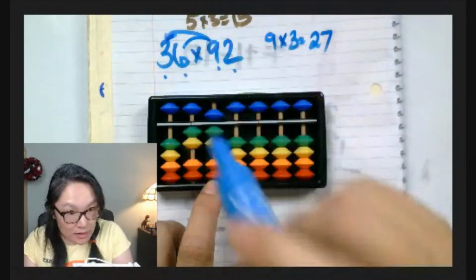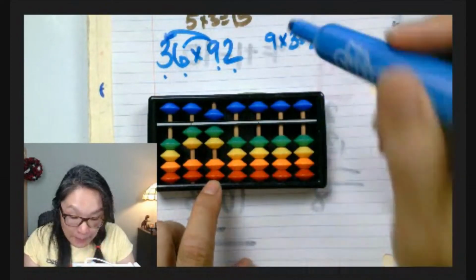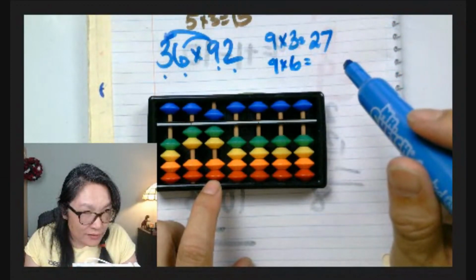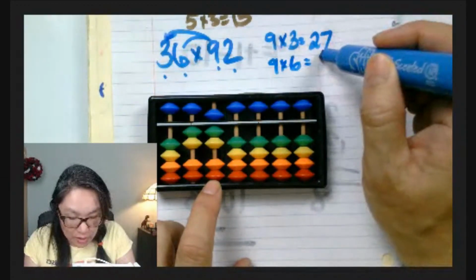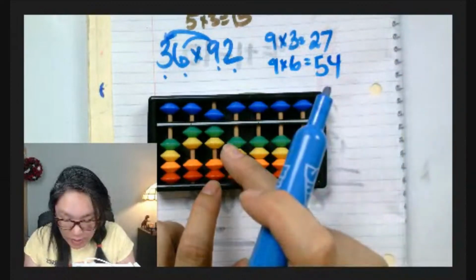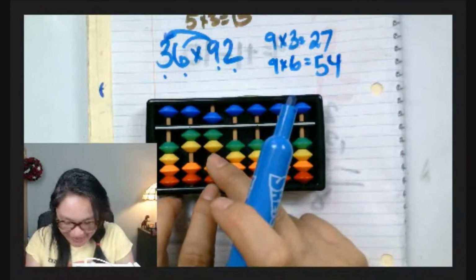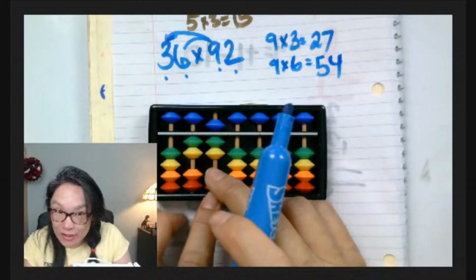So, what's next? Next is 9 times 6. 9 times 6 is 56? 54. 9 times 6 is 54. So I add my 5, I add my 4. 54. Good. Thank you, Neon Panther. So 54.